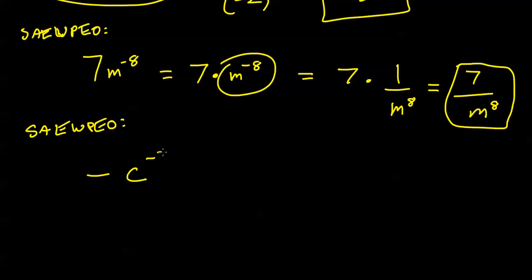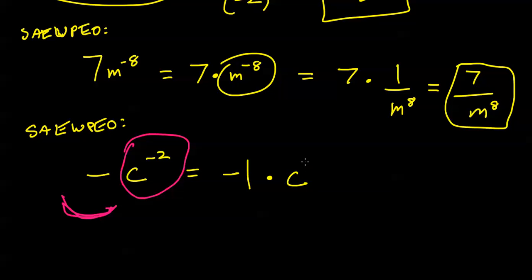And problems like this tend to confuse students and instructors sometimes. Well, let's take it a step at a time. I've got negative c to the minus 2 power. Well, please note that this negative sign is not involved in this exponent operation. I can really rewrite this expression as negative 1 times c to the minus 2 power.